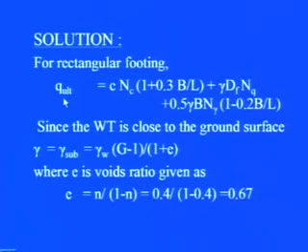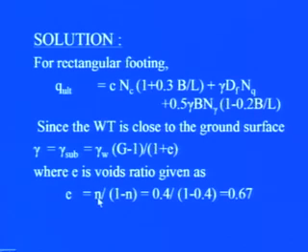Now, again in this case our aim is to find out what should be the length of the footing. For the rectangular footing, the ultimate bearing capacity given by Terzaghi is C Nc (1 plus 0.3 B upon L) plus gamma Df Nq plus 0.5 gamma B N gamma (1 minus 0.2 B by L). Since the water table is close to the ground surface, we will have to first find out the unit weight. As it is very close to the ground surface, the unit weight will be gamma submerged, and gamma submerged can be determined if we know gamma w, the specific gravity of soil solids, which is given, and the void ratio. This void ratio can be determined if we know porosity by the relationship e equal to n upon 1 minus n.